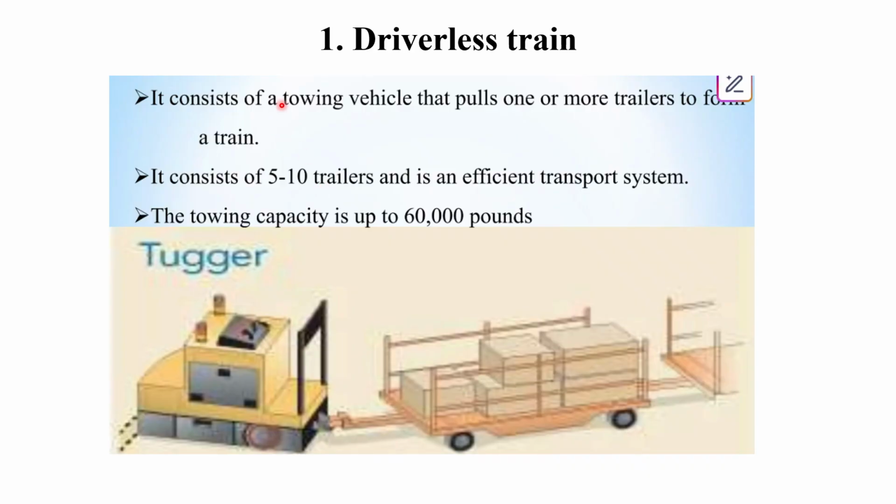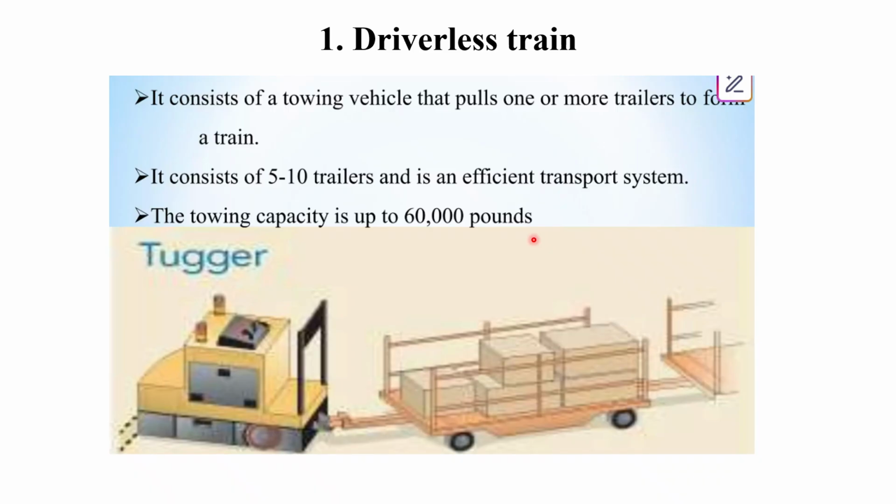The first type of AGV is the driverless train. You know very well what a train is. The train which is meant only for material handling is called an AGV driverless train, which is mainly used in the factory sector. It consists of a towing vehicle, which can pull one or more trailers to form a train. You can see here there are 5 to 10 trailers, an efficient transport system, and the towing capacity of each trailer will be 60,000 pounds. That is to be noted.